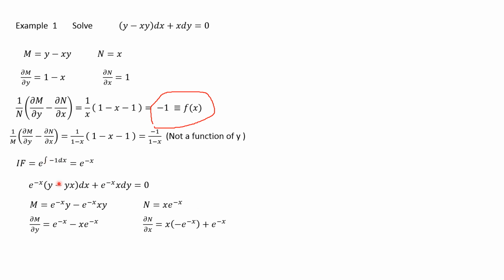Okay, get the partial derivative of M with respect to y. Treating x as a constant, this gives you e to the negative x minus x e to the negative x. And then the partial derivative of N with respect to x, this is a product now, is equal to x times the derivative of e to the negative x, that is negative e to the negative x, plus e to the negative x. So therefore this is exact, and we can use the concept of solving an exact differential equation.